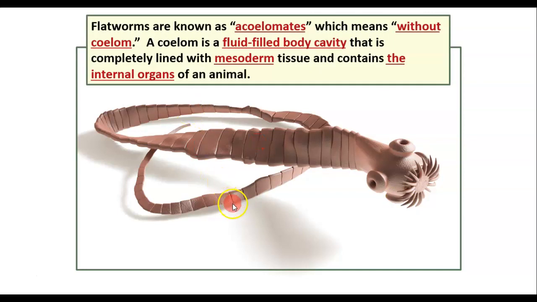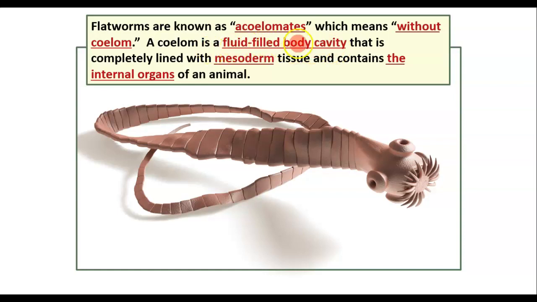Now that lovely creature is a tapeworm. Now flatworms are known as acoelomates. So remember, anytime you add that letter A in the front of a science word, it means non or not. So an acoelomate is not a coelomate. It means without a coelom. And remember that a coelom is a fluid-filled body cavity, and that word cavity just means empty room. And remember that allows space for organs and organ systems to develop, which these guys don't have.